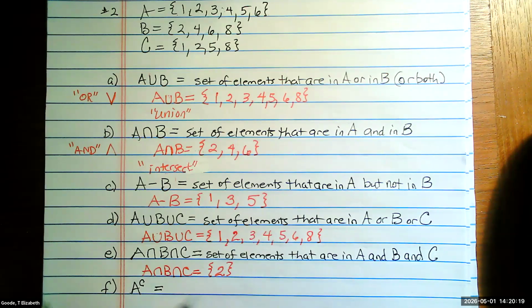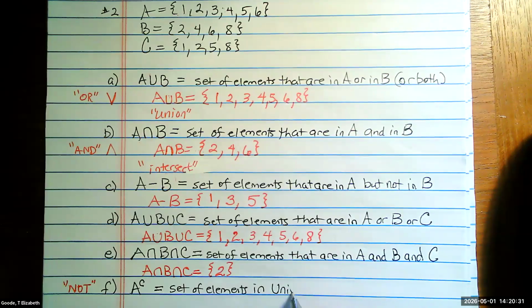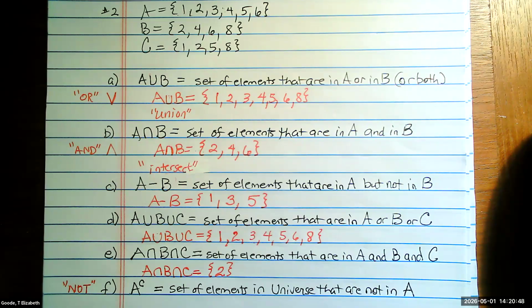So the complement is like our not operator. It's the set of elements in the universe that are not in A. But were we given a universal set? Did I give you a universal set? To play the complement game, we need a universe.